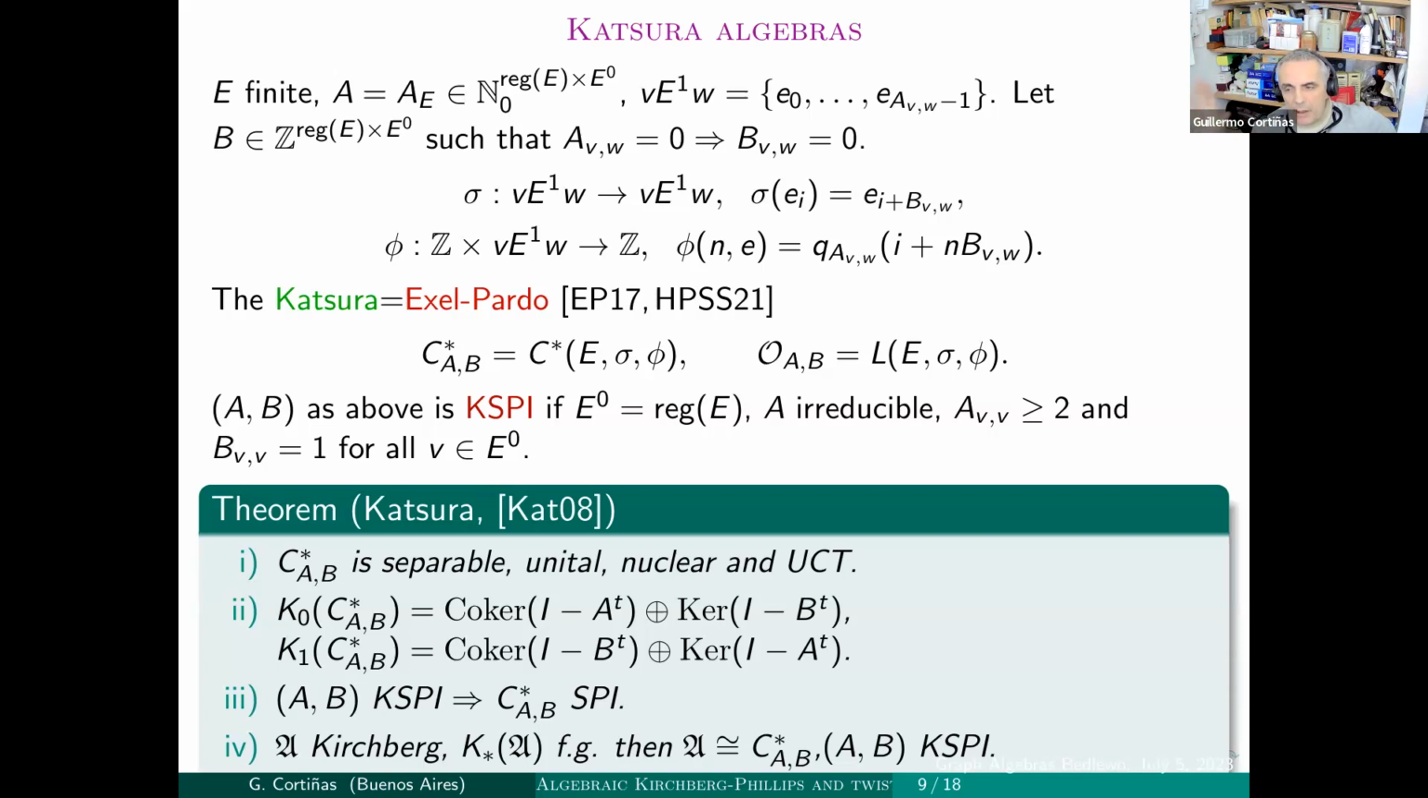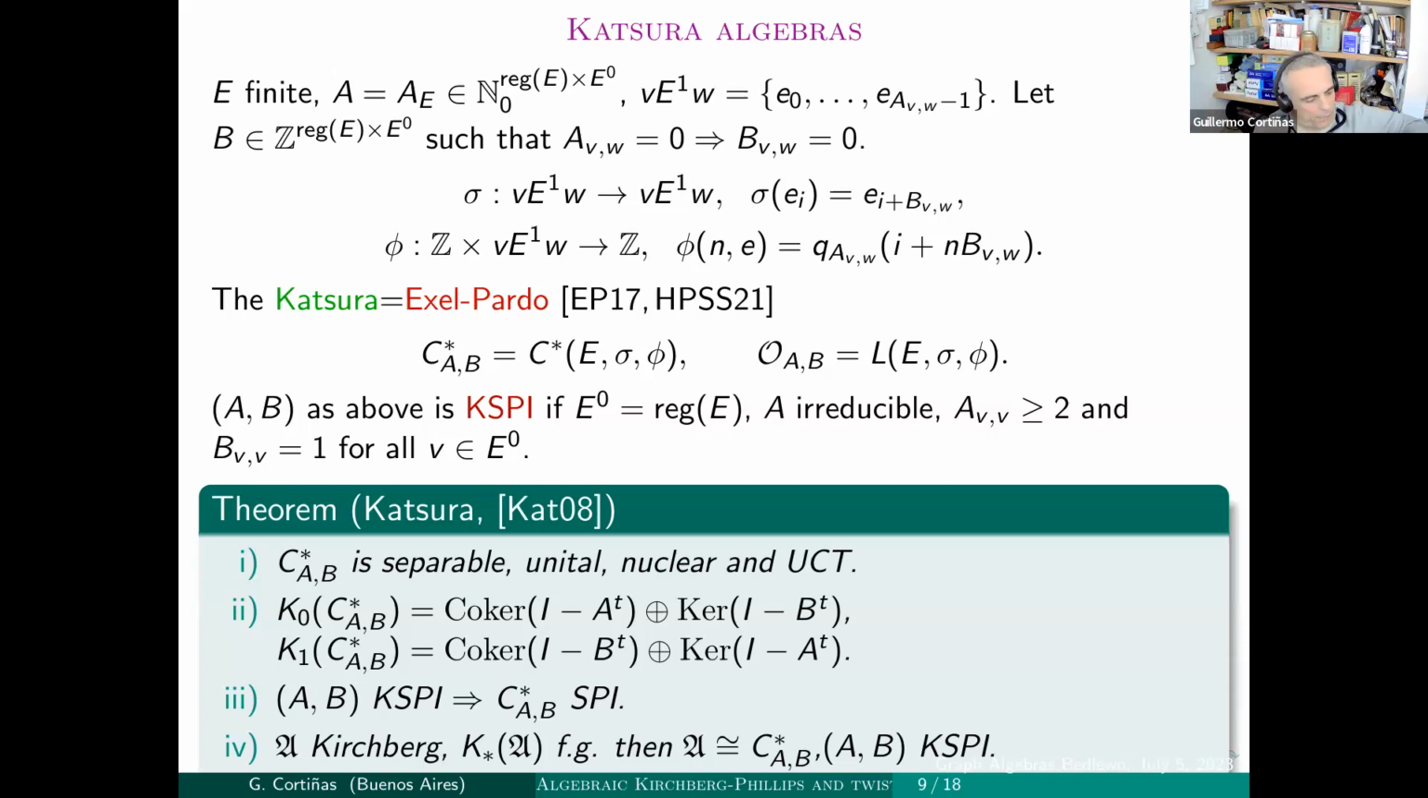Assuming that the groupoid is Hausdorff, Exel and Pardo characterized the matrices A and B such that the Katsura algebra associated to that pair AB is SPI, and they are more general than the Katsura conditions. But Katsura conditions sometimes yield algebras that correspond to groupoids that are non-Hausdorff.